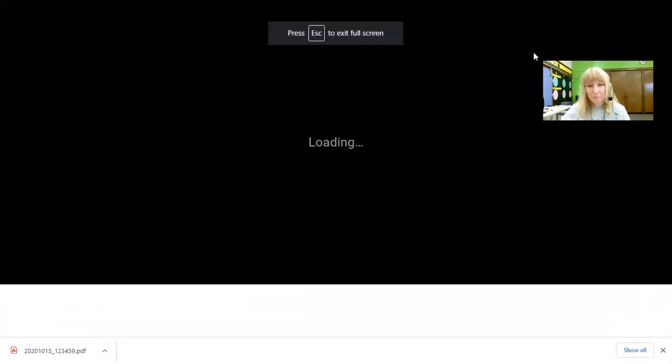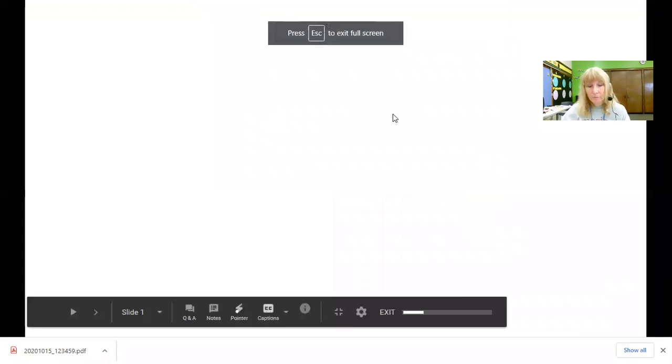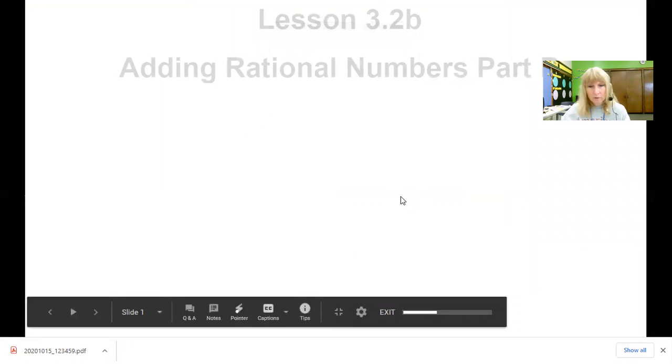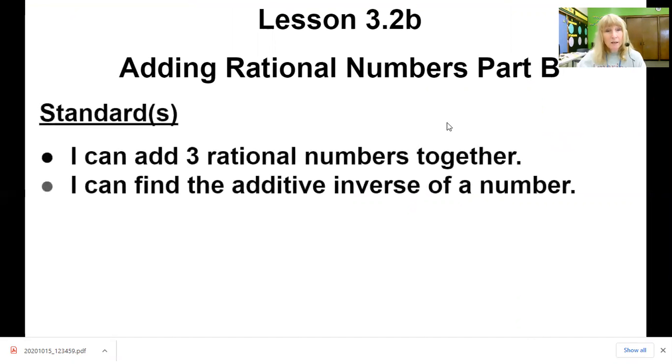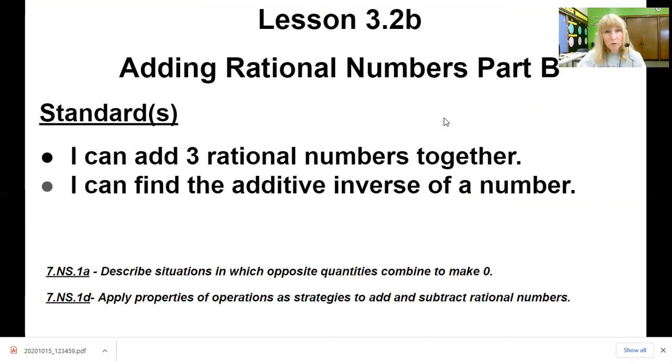Adding rational numbers part B. I can add three rational numbers together and I can find the additive inverse of a number. We're still working in standard NS1 and standard NS1D. So 1A and 1D. Describing situations in which opposite quantities combine to make zero, that's today. Adding properties of operations as strategies to add and subtract rational numbers.